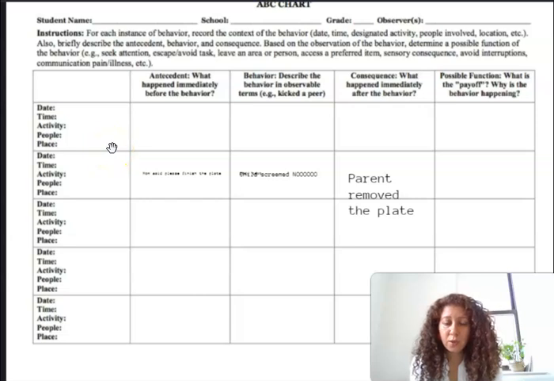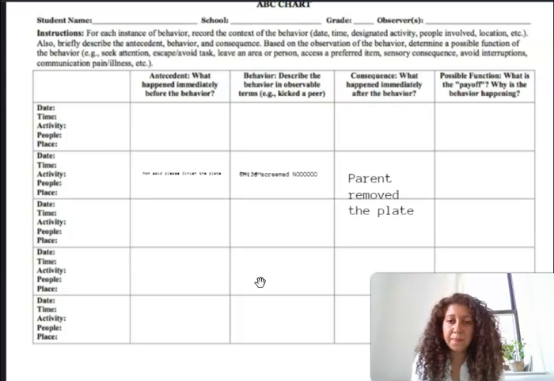Make sure you're using one column for each time the behavior happens, as mentioned here. For each instance of behavior, you're using a column. So you could use many charts, many pages, depending on how often the behavior happens. If the behavior happens twice a day, you're using 2 of these columns a day. So you don't have to use it a lot. But if, say, the behavior happens every 15 minutes, then you're going to go through a lot of pages of the ABC chart, okay? So it's very important to indicate the time.